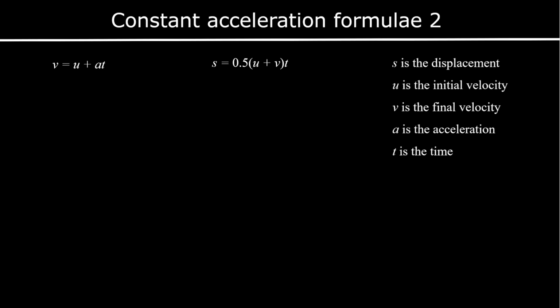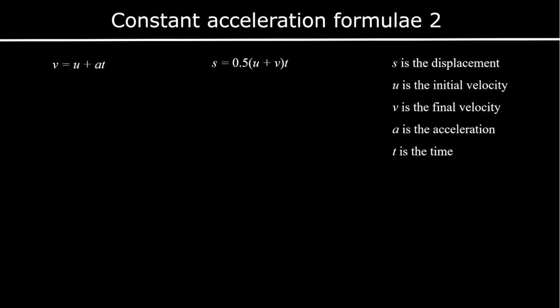In this video, we are going to look at more constant acceleration formulae. So we've already got these two: v is equal to u plus at, and s is equal to half of (u plus v) times t, where s is displacement, u is initial velocity, v is final velocity, a is acceleration, and t is time. So we're going to make some more formulae, and we're going to do that by eliminating v.